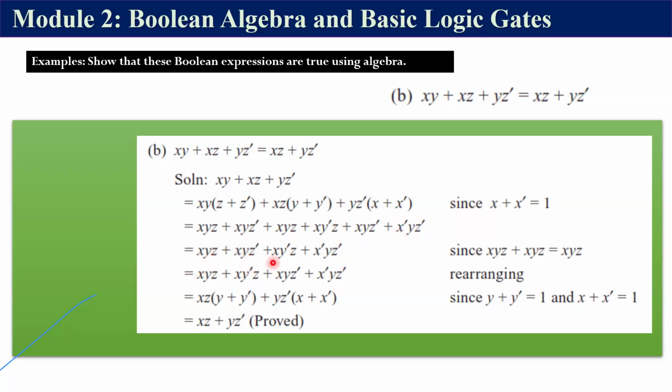Now, then we have gotten to this stage. Coming here, we are just rearranging, bringing them in a particular order so that it can give us where we are going. After rearranging, what is common here? We have factorized y and y prime in this place. So we have y plus y prime.